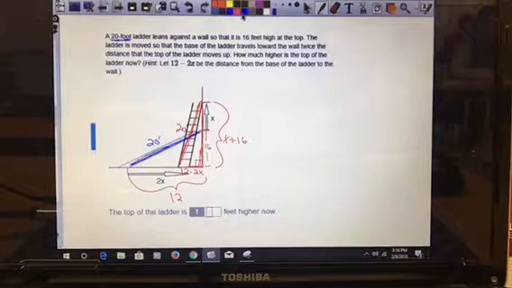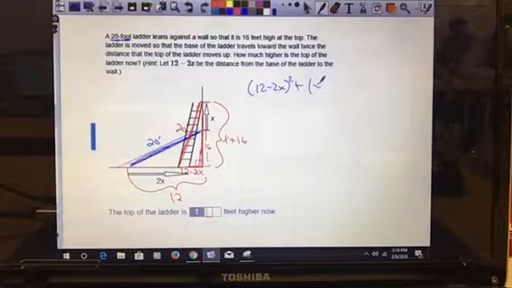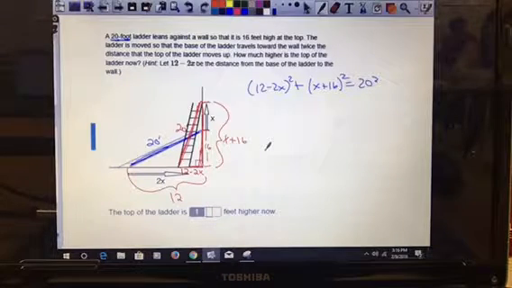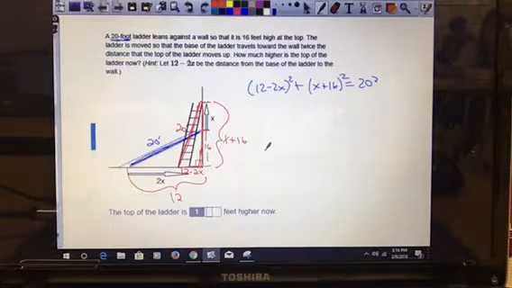So you're going to do 12 minus 2x squared plus x plus 16 squared equals 20 squared. It's a squared plus b squared equals c squared. It's still your Pythagorean theorem. That doesn't change. So now you've got to do FOIL.